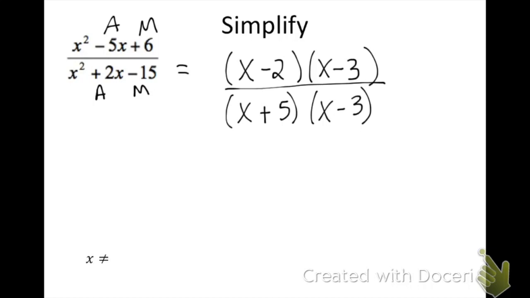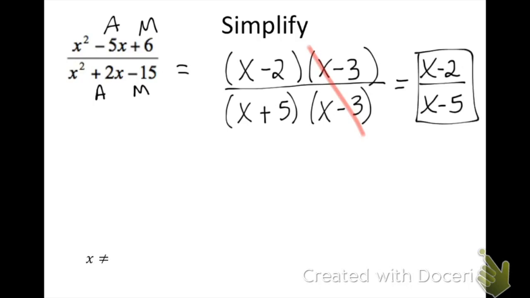Okay, now we can look for common factors. Again, we have to think about these as a whole factor here. I can't just cancel out the 3's. I would have to cancel out the entire x minus 3, which is what we can do here because I have an x minus 3 on the top and the bottom. So my final answer here is x minus 2 over x minus 5. You cannot cancel these x's out. That is a common mistake people make. You cannot cancel those x's out when they're attached by addition or subtraction to something else. So since we have x minus 2 and x minus 5, you can't cancel out the x's.